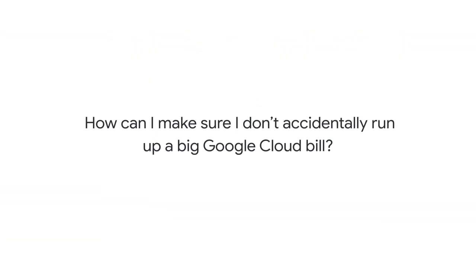Now, you're probably thinking, how can I make sure I don't accidentally run up a big Google Cloud bill? You can define budgets at the billing account level or at the project level. A budget can be a fixed limit, or it can be tied to another metric, for example, a percentage of the previous month's spend. To be notified when costs approach your budget limit, you can create an alert. For example, with a budget limit of $20,000 and an alert set at 90%, you'll receive a notification alert when your expenses reach $18,000. Alerts are generally set at 50%, 90%, and 100%, but can also be customized.